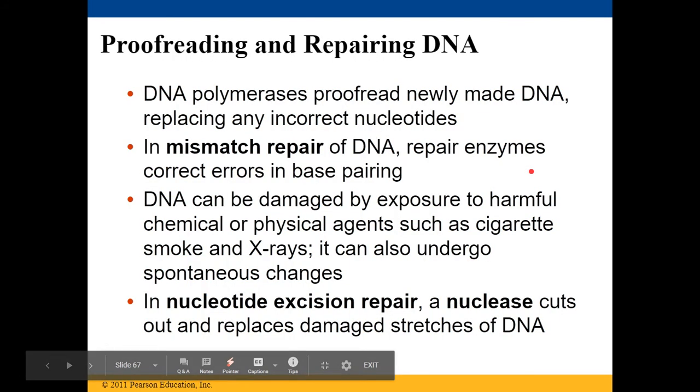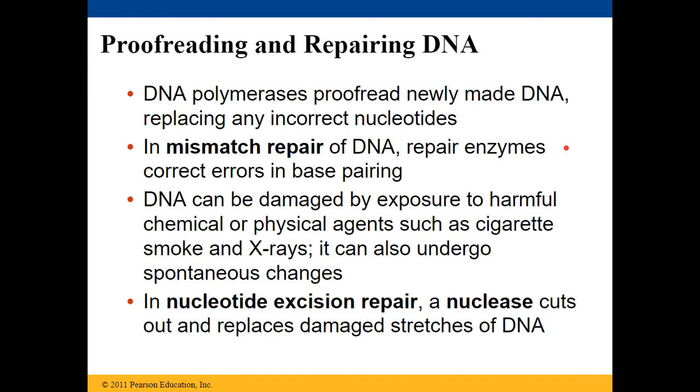Another job of DNA polymerase is to proofread and repair DNA. DNA polymerase proofreads newly made DNA, replacing any incorrect nucleotides. Errors are usually kept to about 1 in every 1 billion nucleotides added, which doesn't sound like a big error, but it can be. In a mismatched pair of DNA, enzymes come in, correct the error during base pairing, and then seal it back up.